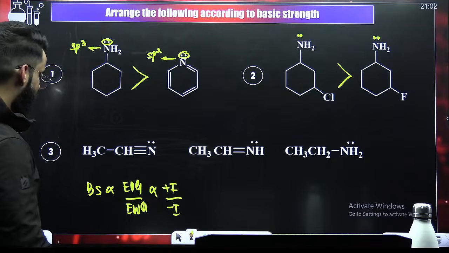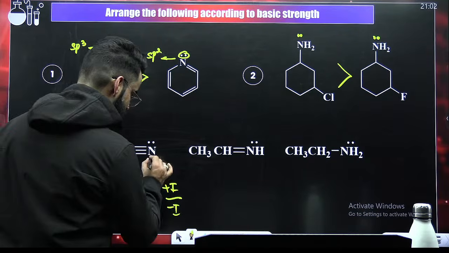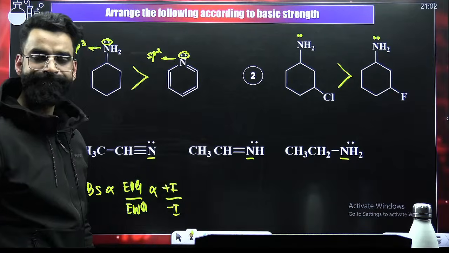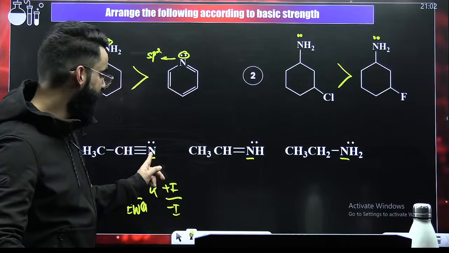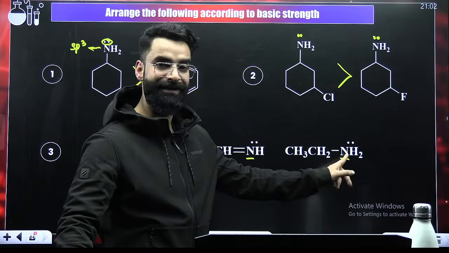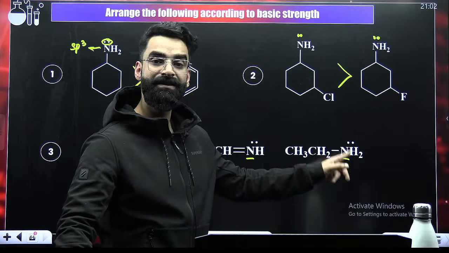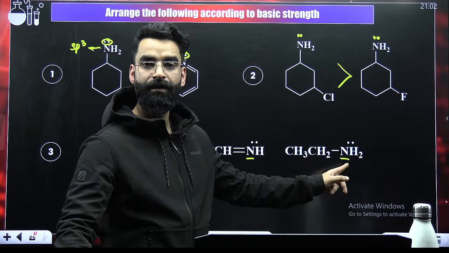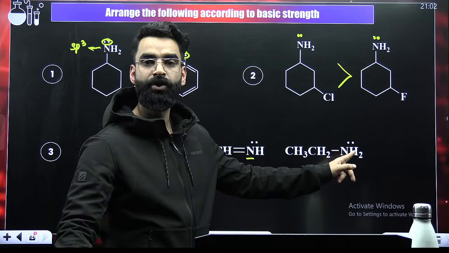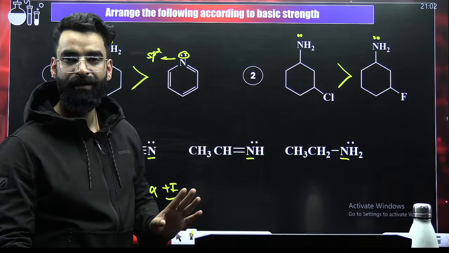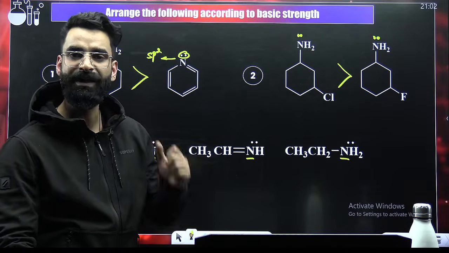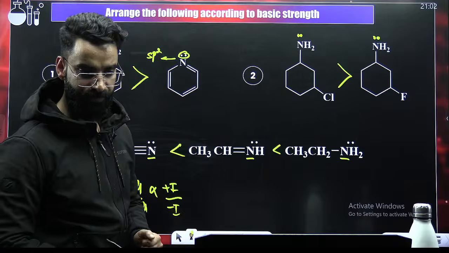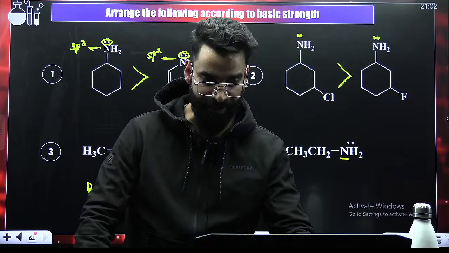Okay? Right? Now guys, triple bonded nitrogen, double bonded, single bonded. The s character will be maximum here and least here. S character is least here means this will be less electronegative. If this is less electronegative, it can donate the lone pair easily. And that particular base which donates the lone pair easily is going to be the stronger base. So this is the basic strength order, 3 to 1. Am I clear with this, people?